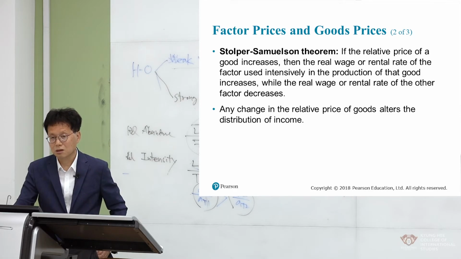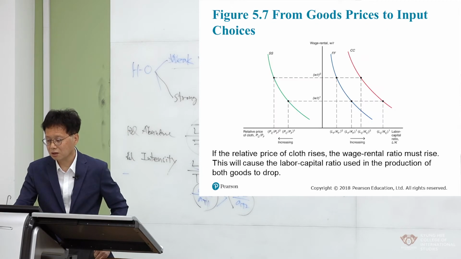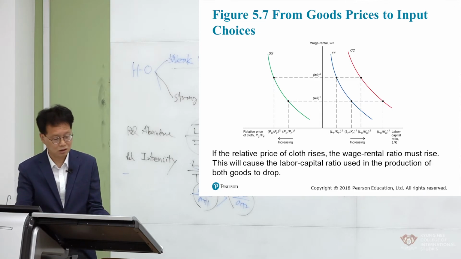So any change in the relative price of a good alters the distribution of income. Graphically, this one. We already studied this one, right?